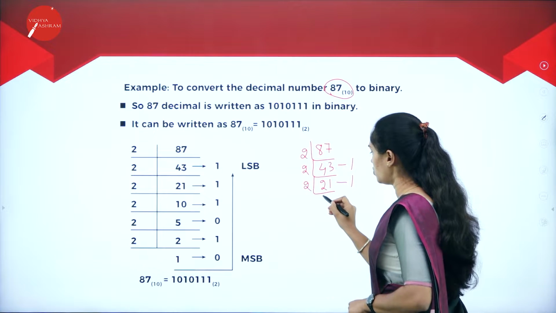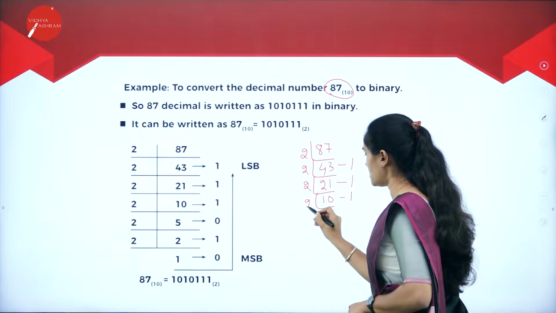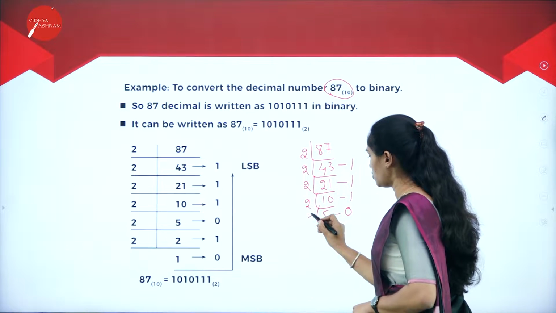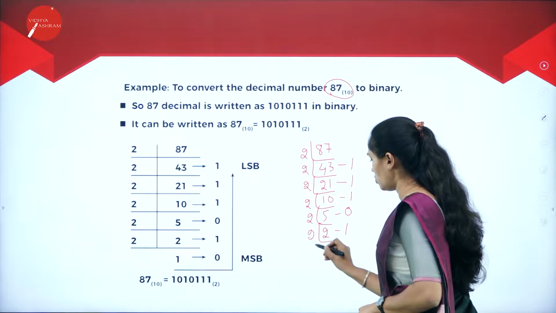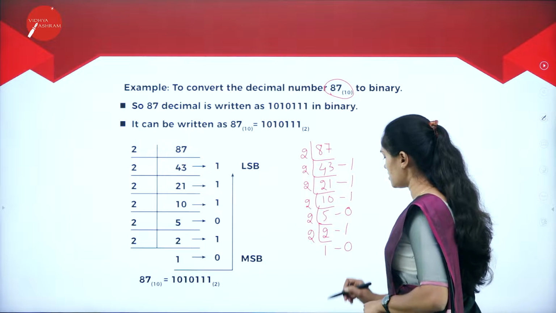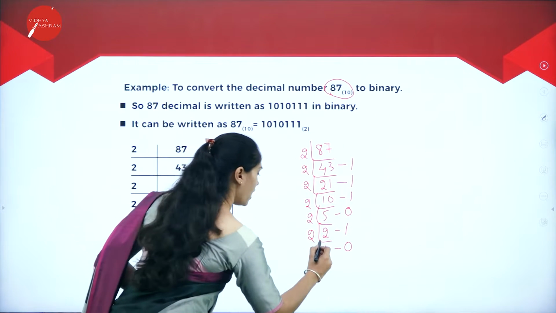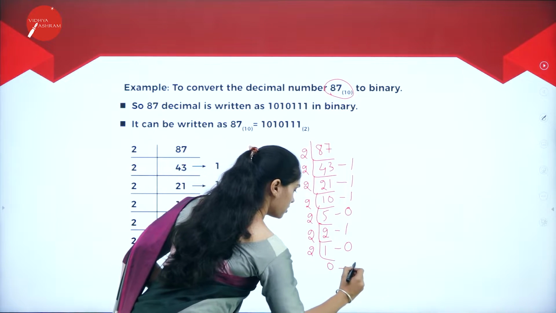Again 2 10s are 20. The remainder will be 1. 2 5s are 10. Remainder will be 0. And 2 2s are 4, remainder will be 1. Again 2 1s are 2, remainder will be 0. Can we divide this 1 by 2? No. So 2 zeros are 0, the remainder will be this one.